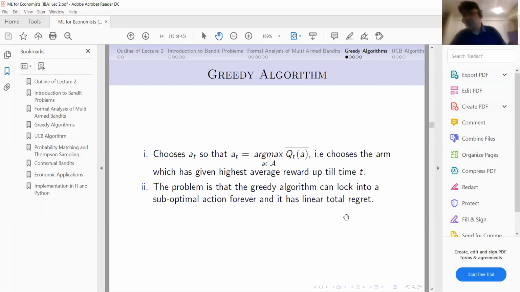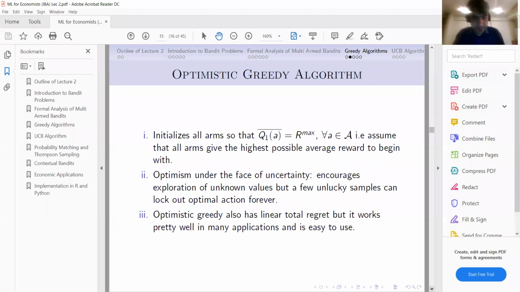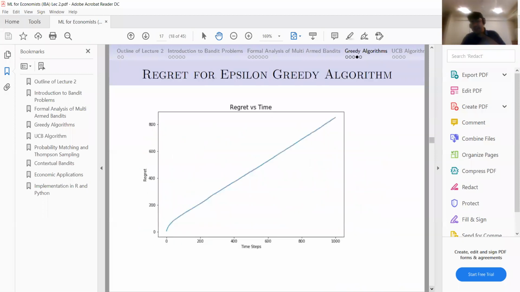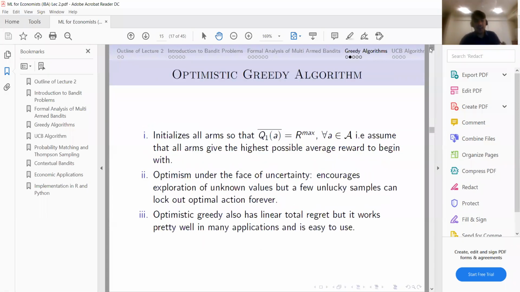It may be that the left action is actually optimal, but just because you had a few unlucky trials, you're not exploring that other arm anymore because you're very greedy. This greedy algorithm doesn't do well, because it can lock into a suboptimal action and doesn't explore enough, and it has a linear total regret. So the regret looks something like this: some kind of linear thing over time for the greedy algorithm.